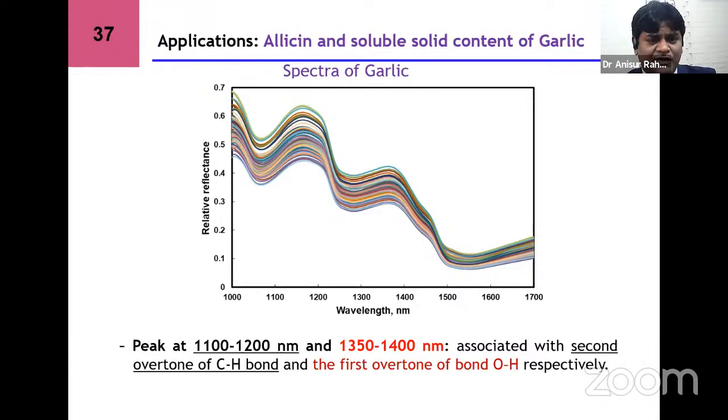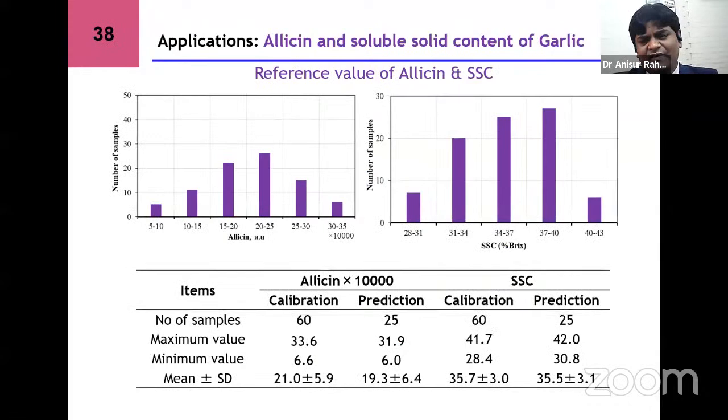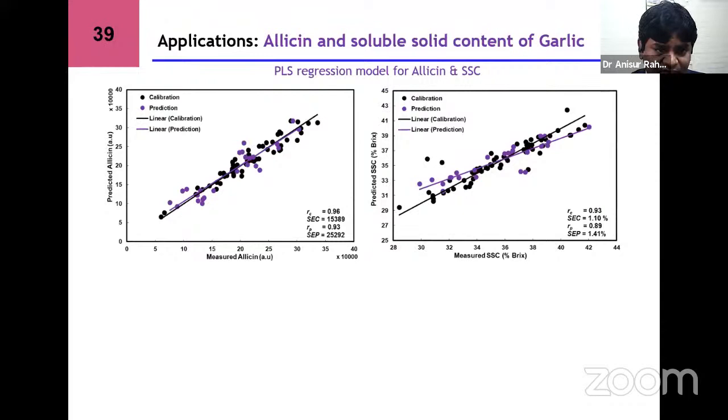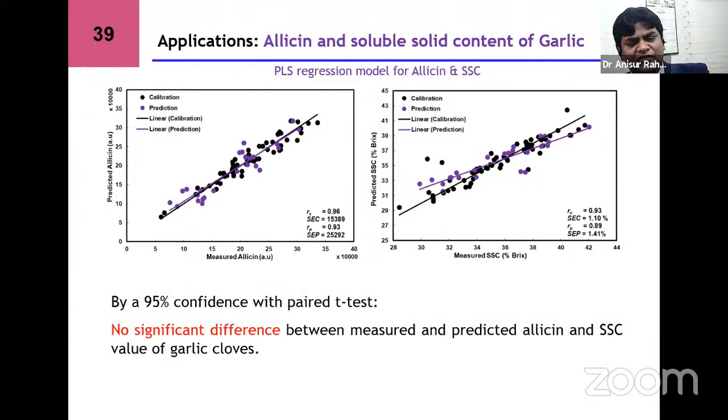So here are the reference values of allicin and sugar content, the maximum and minimum values, then the prediction models. Here, I use PLS regression to predict allicin. On the right side is allicin, on the left side the sugar content. You can see the regression coefficient is 0.96 and prediction is 0.93. This is good. The 0.93 and 0.89 are also good. So we can say there is no significant difference between measured and predicted allicin.